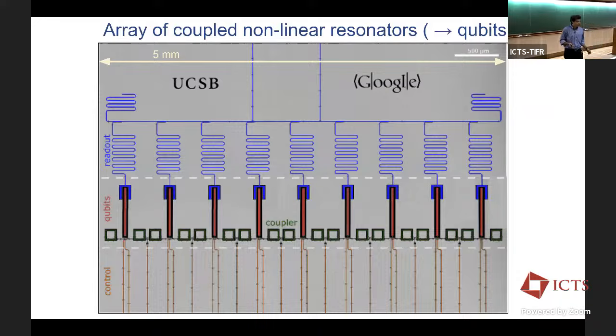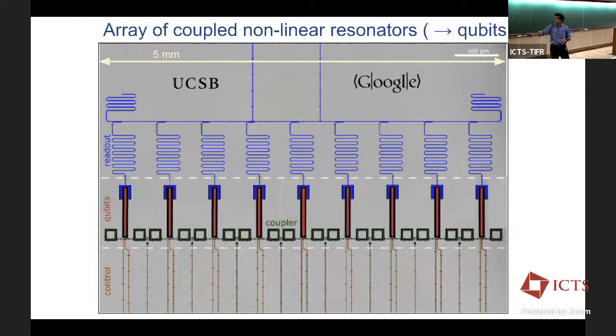What we do is we put an array of them together. Here you can see it's a 1×9 array. Later on, we went to 2D, but that was done at Google, so I cannot show you the picture. This is the latest I could show. It's a decade old, but conveys the message. You can see that we are giving them some color, so you see the functionality.